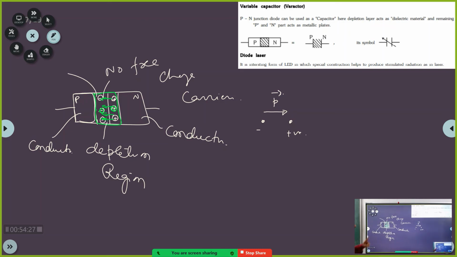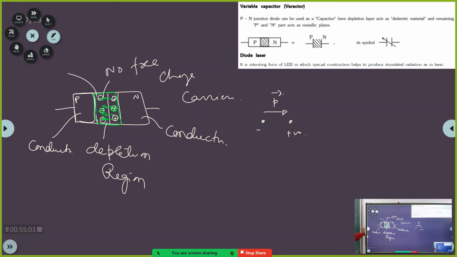Have I shown it correctly here? There are positive ions and there are negative ions. I am showing the dipoles like this. Here I have shown the dipole symbol as negative to positive, but here I am showing it like this. Which is correct? Positive to negative, or negative to positive?